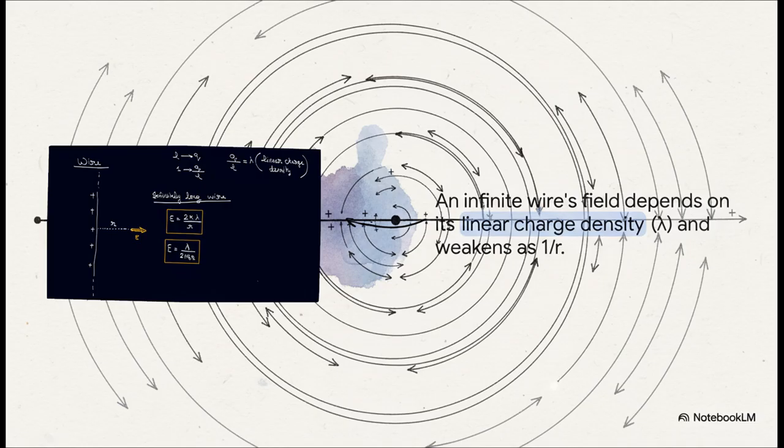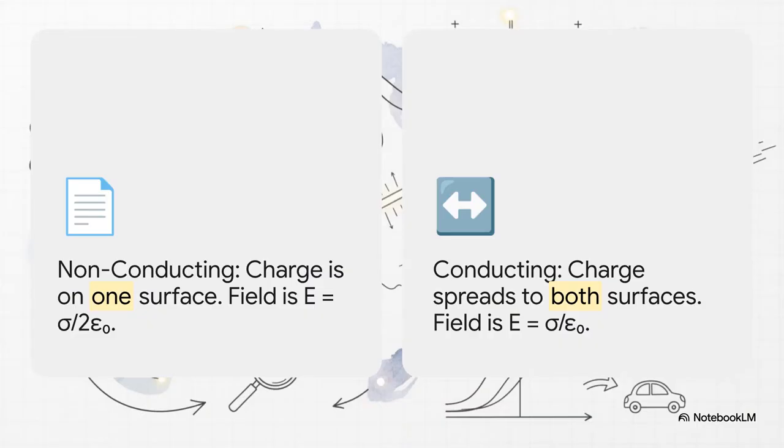That's the Greek letter lambda, which is just how much charge is packed into every meter of the wire. And fun fact, unlike a point charge, the field from a long wire weakens more slowly. It's proportional to 1 over r, not 1 over r squared. Now, let's look at a flat sheet of charge.